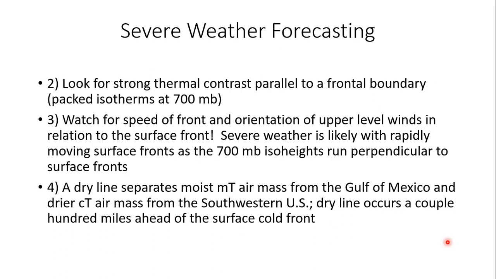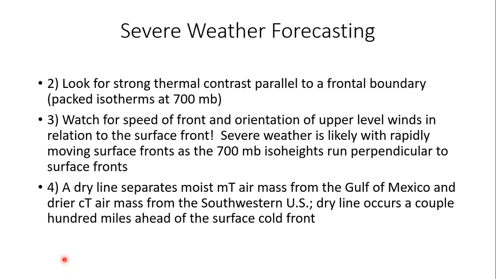2, we want to look for strong thermal or temperature contrast parallel to a frontal boundary. We're looking for those packed isotherms, lines of equal temperature, at 700 millibars or 10,000 feet. 3, we want to watch for the speed of the front and orientation of upper level winds in relation to the surface front. Severe weather is most likely with rapidly moving surface fronts, as the 700 millibar iso heights, or those height contours, run more perpendicular to surface fronts.